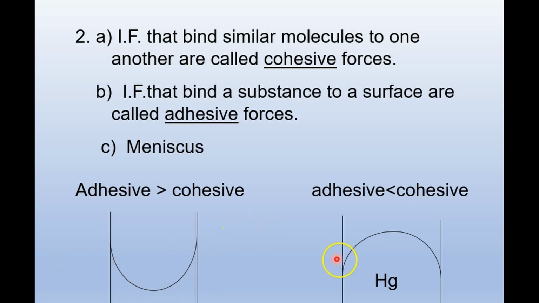Over here, mercury would rather be attracted to itself than the glass. So here the cohesive forces are larger than the adhesive, and we have a meniscus that forms this way. The barometer I read in class, I read from the top of the meniscus. In your graduated cylinder, you read the bottom of the meniscus.